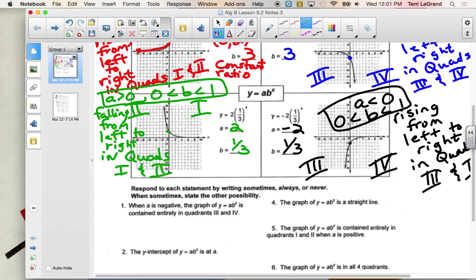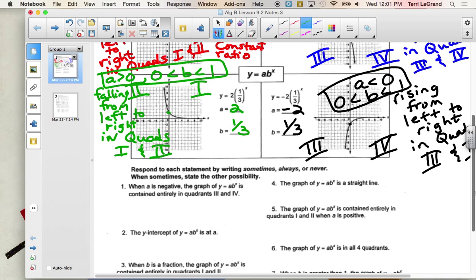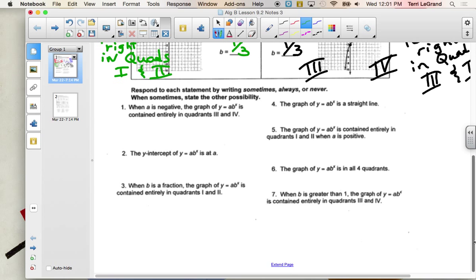Okay, well now that we have all the behaviors figured out, what our graphs should turn out like, let's see if we can answer some questions without graphing. Okay? When A is negative, the graph of y equals AB to the x power is contained entirely in quadrants 3 and 4. Is that a sometimes, always, or never?